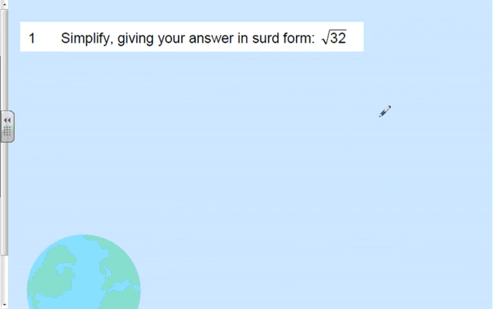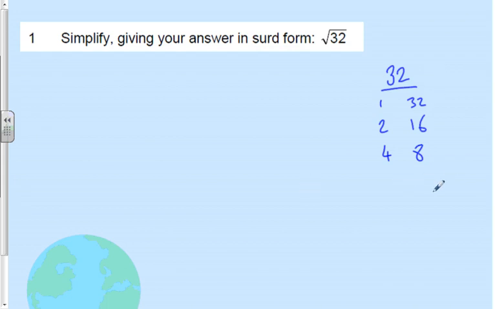Now for simplifying your surds, remember we need to find the factor that is also a square number. So we're looking for the factors of 32. So we're looking for the one that includes a square number. Our pairs: 1 and 32, 2 and 16, and 4 and 8.